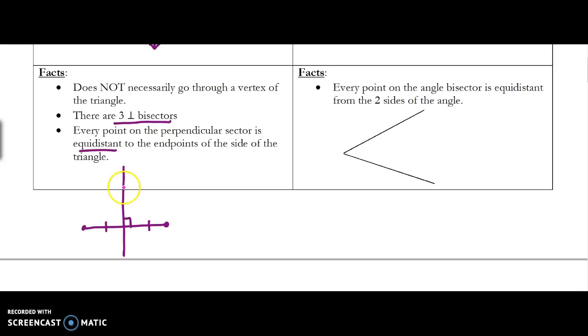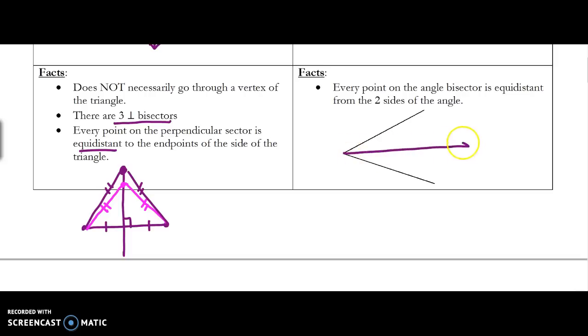But if I were to draw any point on it and connect those endpoints, you would say those two are congruent. Now I can do that with any point I draw. So if I draw one all the way up here, I could say those two sides are congruent. The same thing goes for an angle bisector, but it's just a little bit different.